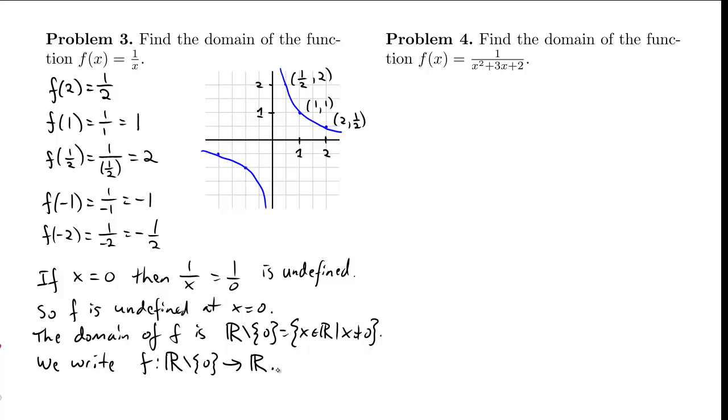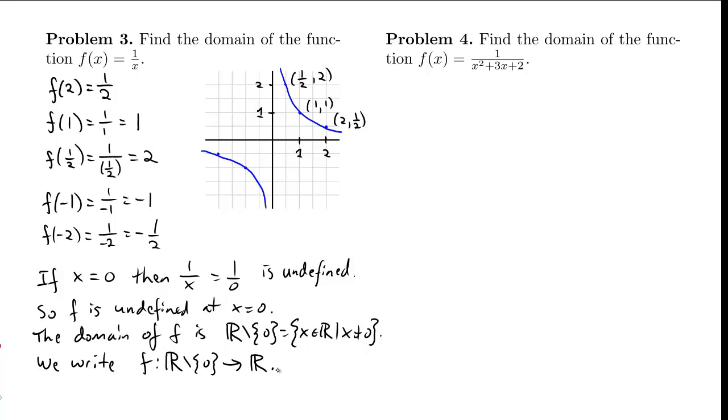You'll notice that 0 is not an output of f, since the graph never touches the x-axis. We could have written that the range of f was also R minus 0. But we don't have to do it this way. As long as the range contains all the outputs, and possibly more, then we're okay.